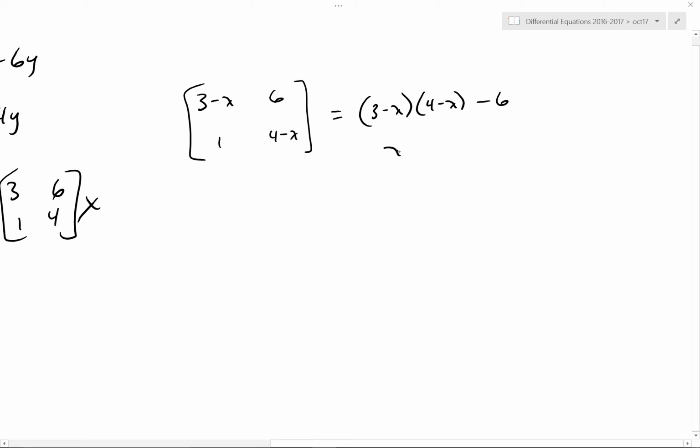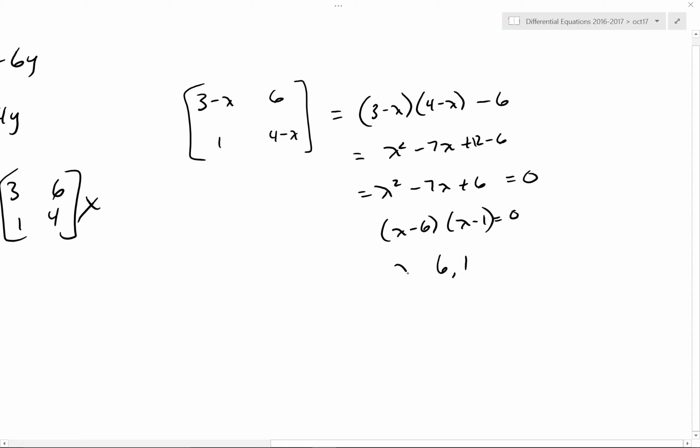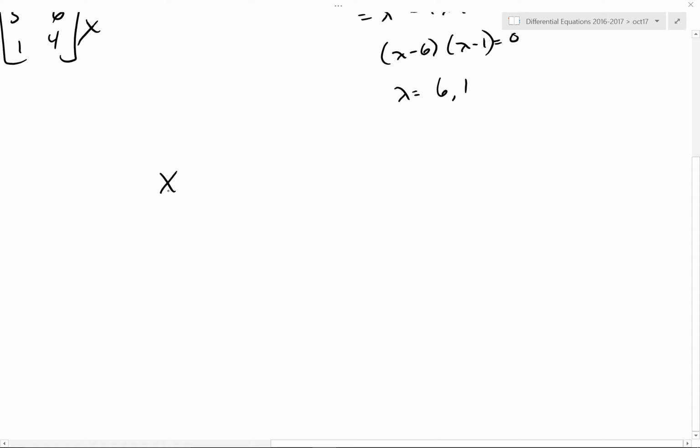Now this is lambda squared minus 7 lambda plus 12 minus 6. So this guy right here is the characteristic polynomial. And it has zeros, of course. That's the whole point, at 6 and at 1. So these are my eigenvalues. So we know that the solution will look like this.